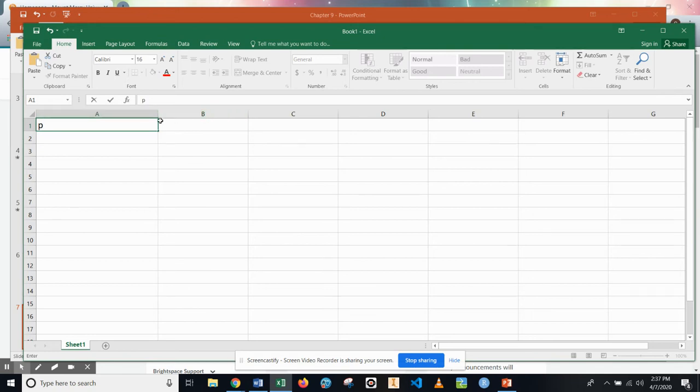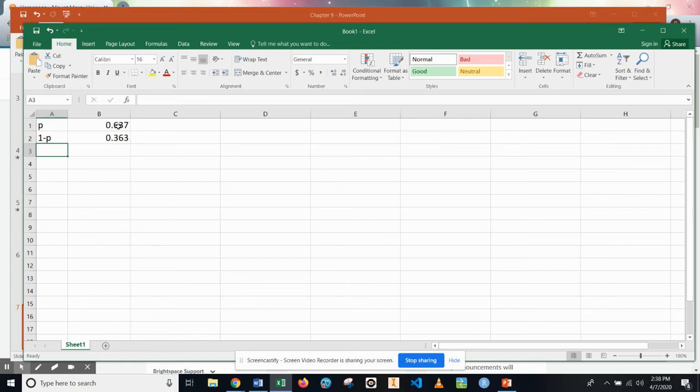I already did the calculation for p, so I'm just going to type that number up here. That was 0.637. I need 1 minus p, which is 0.363. I need n, don't I? N was 1361. And then I need a z-score.